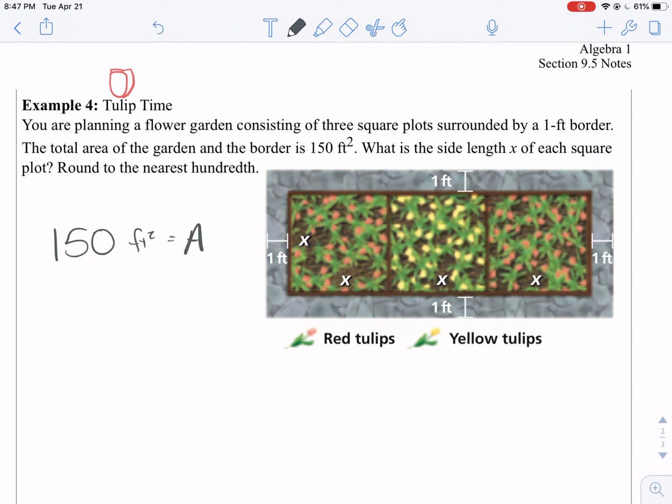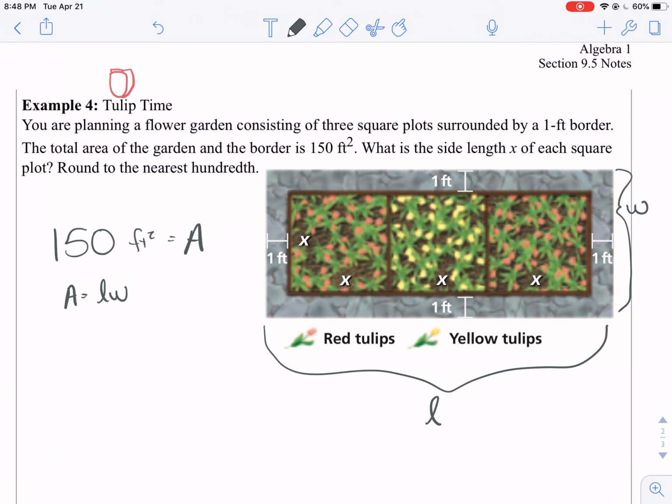That's our total area. What is the side length x of each square plot? Well, let's find out. So, what do we know? We know our area is 150 square feet, and we know this is a rectangle. The area of a rectangle is length times width. So our length is represented by this whole distance here, and our width is represented by this whole distance here.